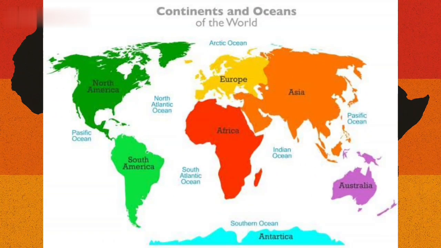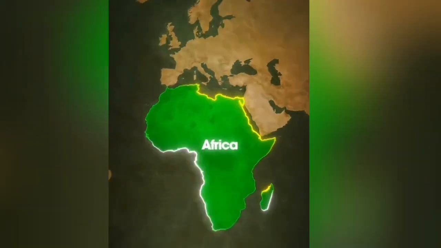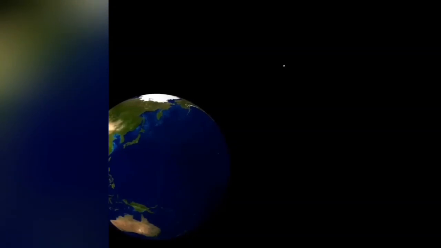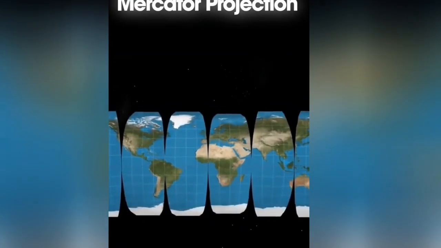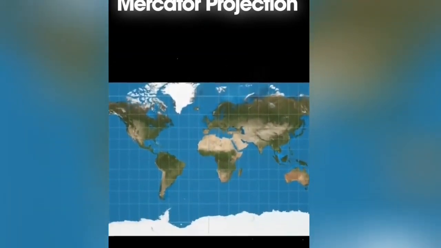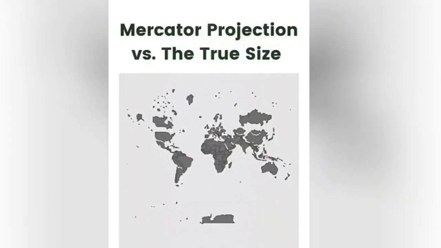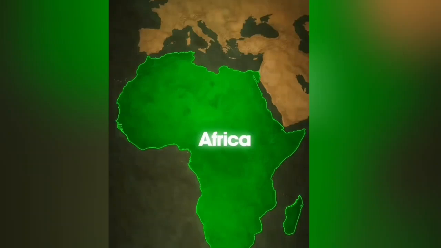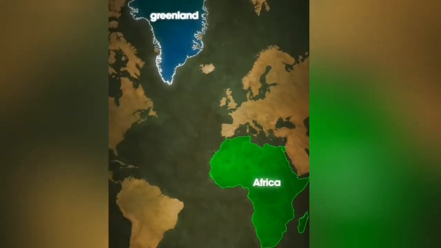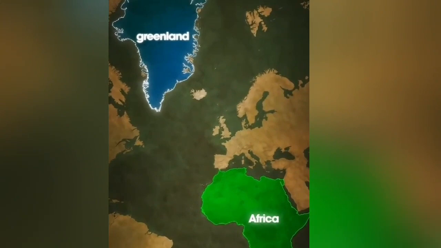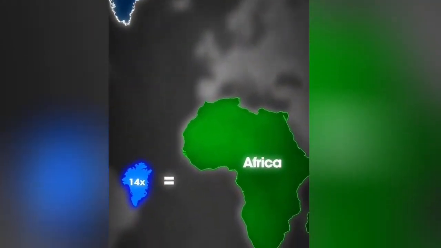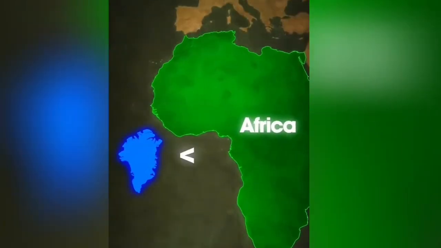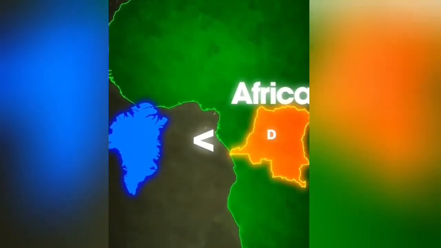Let's talk about why Africa looks smaller than it really is, and what that means. Did you know Africa is actually way bigger than the world makes it look? The maps we usually see are based on something called the Mercator projection, a method that tries to flatten the round Earth into a 2D surface, and in doing so it totally distorts the actual size of continents. For example, Greenland and Africa look similar in size on most maps, but in reality, Africa is 14 times larger than Greenland. In fact, Greenland is even smaller than just one African country, DR Congo.